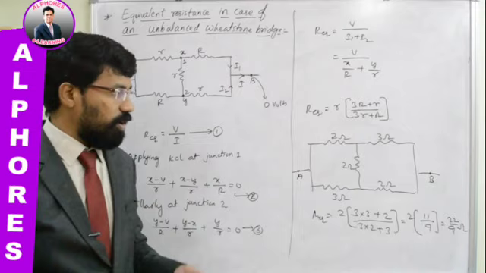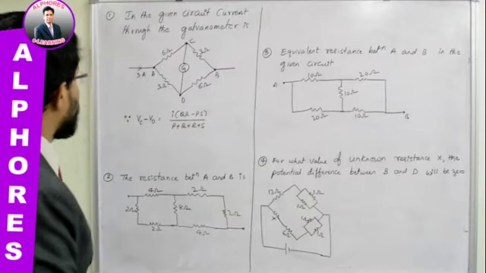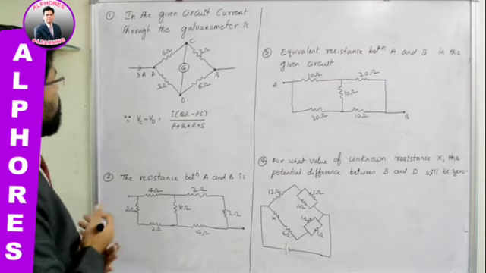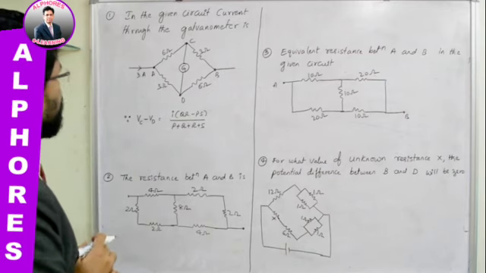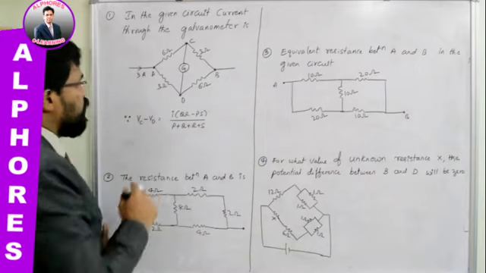Okay students, so now let us try to solve few problems connected with this. Now let us try to solve these problems. In the first question, what is given? In the given circuit, current through the galvanometer is. So when circuit is given, we have to find out current through the galvanometer.